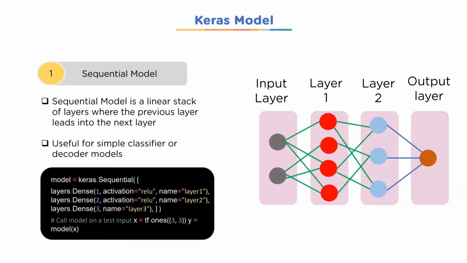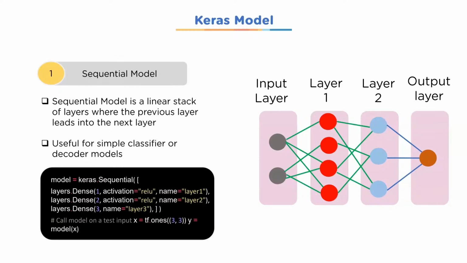So when we look at Keras models, we have a sequential model. Sequential model is a linear stack of layers where the previous layer leads into the next layer. And this, if you've done anything else, even like the sklearn with their neural networks and propagation and any of these setups, this should look familiar.